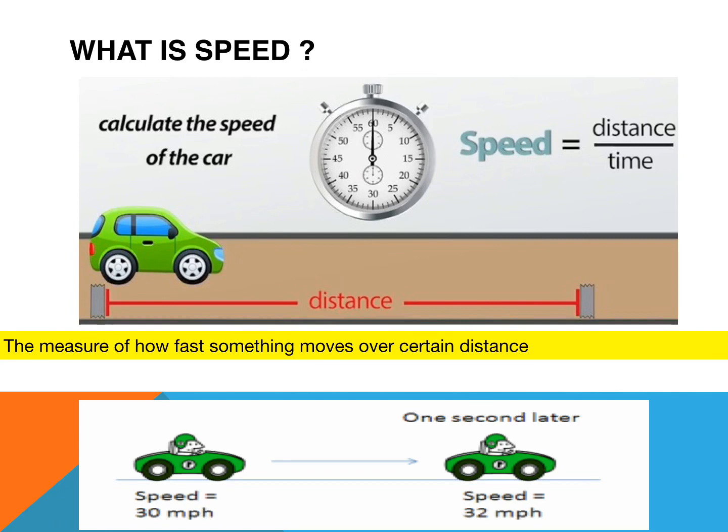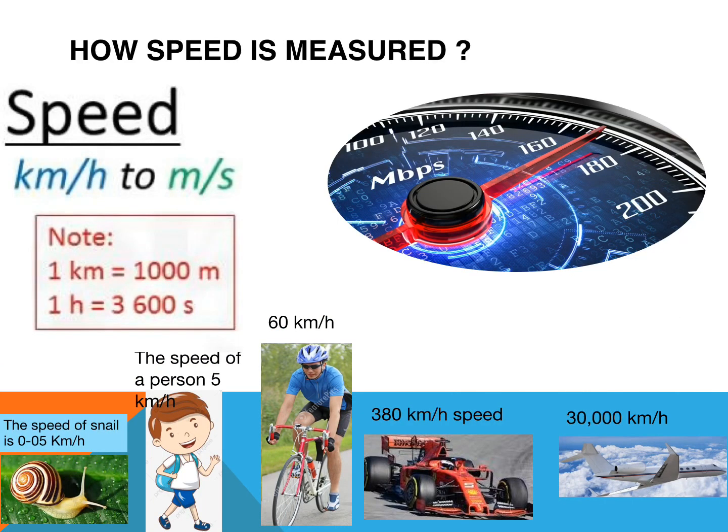Understood? So an object that moves a greater distance in the same amount of time has a greater speed. You already know everything around you has a measure.